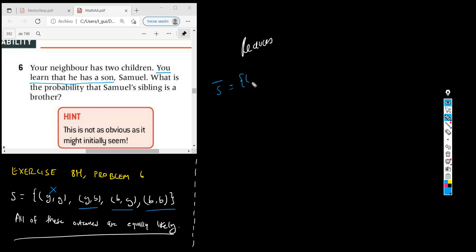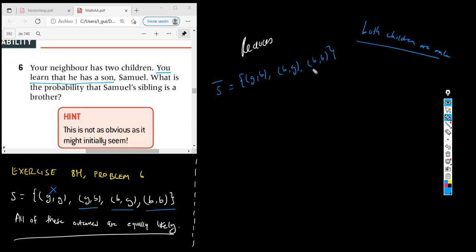This is the new sample space. The new sample space is girl boy, boy girl, and boy boy. Okay? And basically the question is this: what is the probability that Samuel's sibling is a brother? In other words, what is the probability that both children are male? That's it, guys.